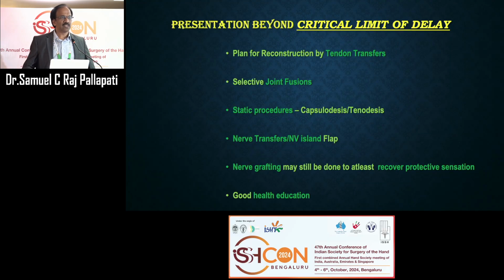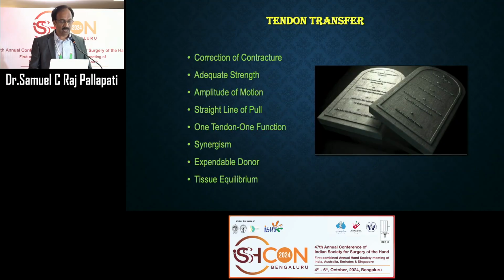But the problem is when the patient presents beyond the critical limit of delay. Critical limit of delay means the time period beyond which, even if you repair the nerve, graft the nerve or transfer, the possibility for motor recovery is not there, because motor end plate degeneration has happened. So there are many possibilities: tendon transfers, selective joint fusions, static procedures like capsulodesis, nerve transfer, neurovascular island transfers. Sometimes nerve grafting can still be done in the hope of getting back some sensation, and good health education is required.